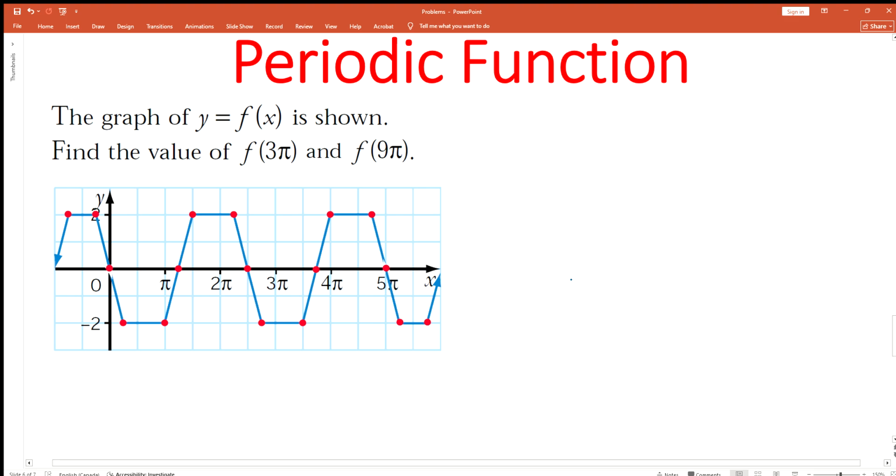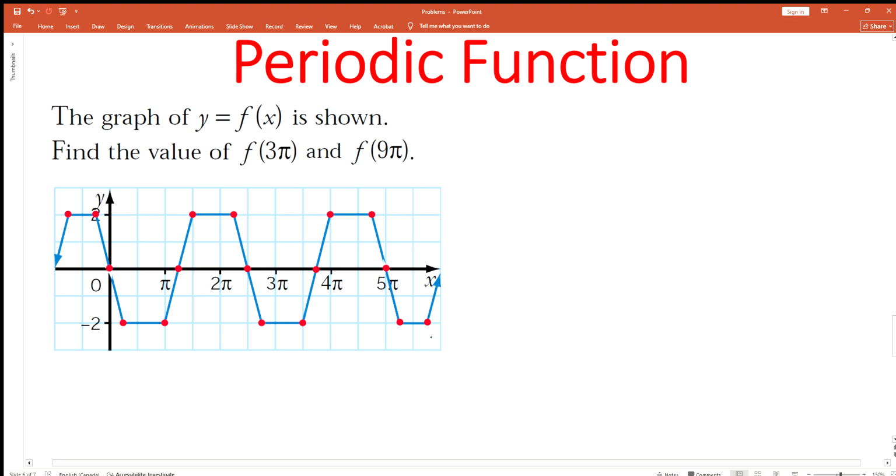In this video, we'll solve a periodic function problem. As per the problem, the graph of y equals f of x is shown. Find the value of f of 3 pi and f of 9 pi. We are given the graph of function f of x.